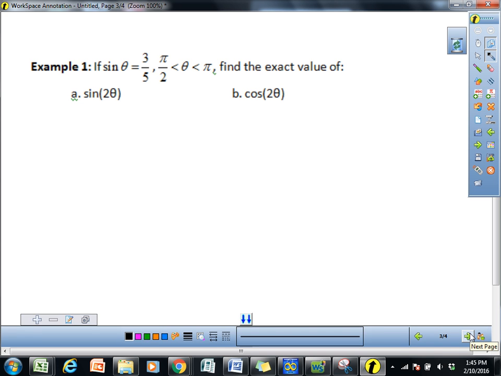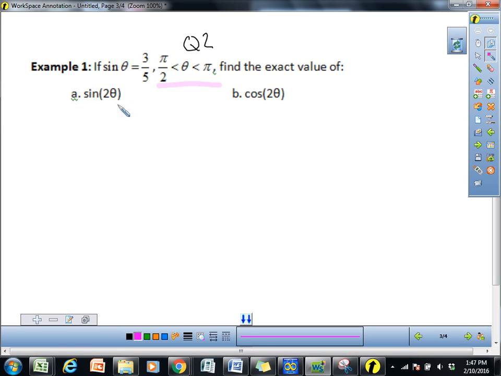Alright, so first example, sine theta equals 3/5. And we know pi over 2 is less than theta is less than pi, and find the exact value of sine 2 theta. So first thing I know, pi over 2 to pi tells me that I am going to be in Q2.